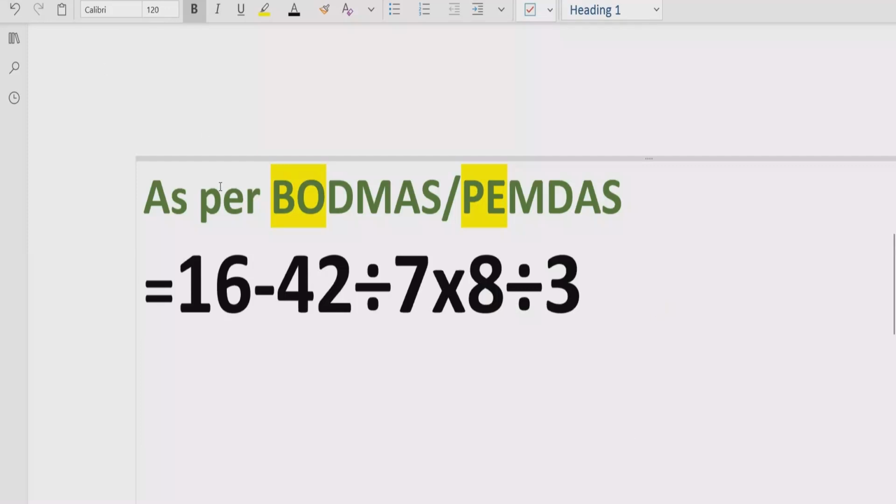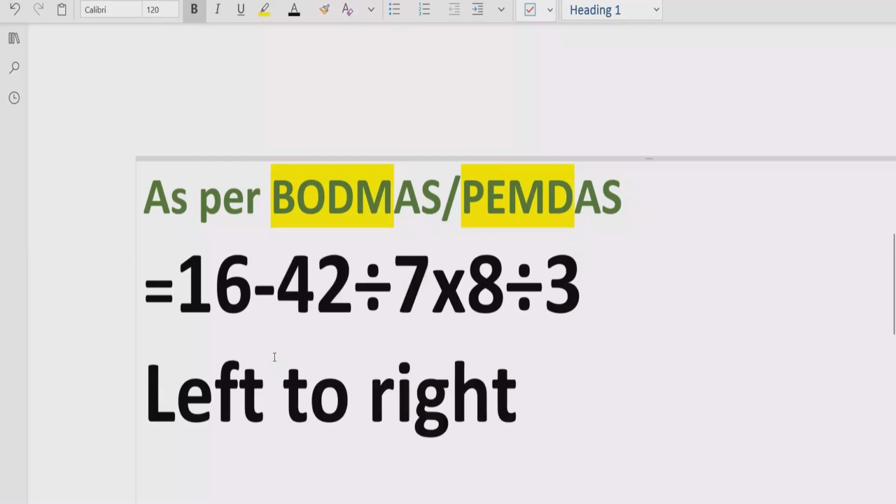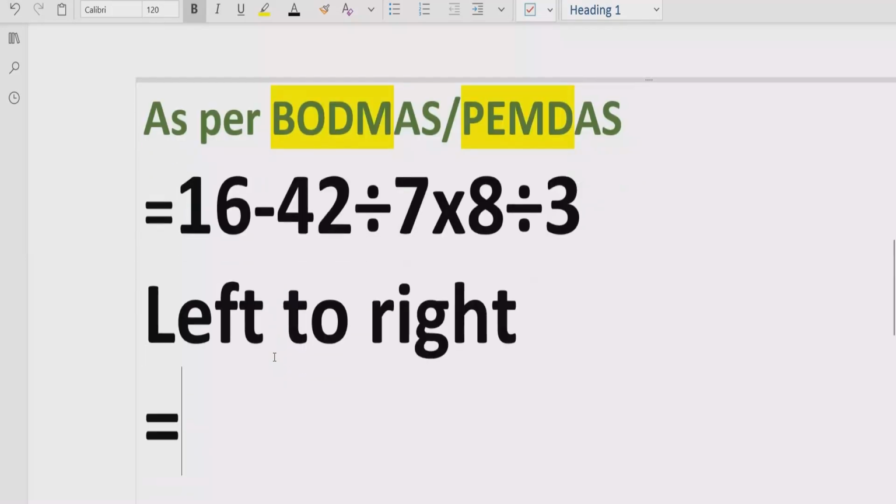Now we have to go for division and multiplication. Both we will solve simultaneously, the multiplication and division. You cannot say, I'm using PEMDAS, so I will solve this multiplication first. And you cannot say, I'm using BODMAS, so I will do the division first. No, the rule is the same for both. You have to go left to right in this expression and find out which is coming first.